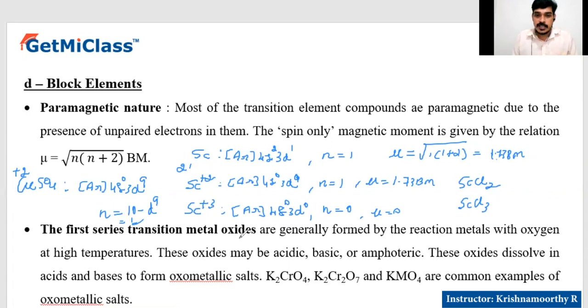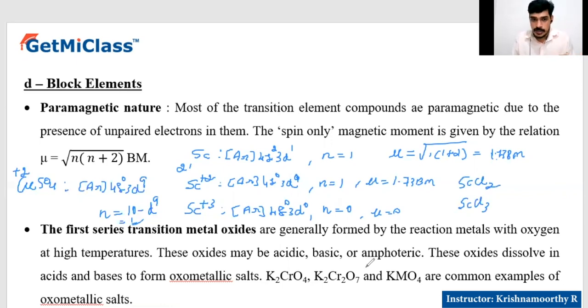Next, the first series transition metal oxides are generally formed by reaction of the metal with oxygen at very high temperature. So scandium oxide, manganese oxide, iron oxide, even copper oxide or zinc oxide, are formed only at high temperature, not easily at room temperature. These oxides may be acidic, basic or amphoteric. A metal atom or ion in its lower oxidation state is always basic in nature, and in a higher oxidation state acidic in nature. The intermediate range is always amphoteric in nature.